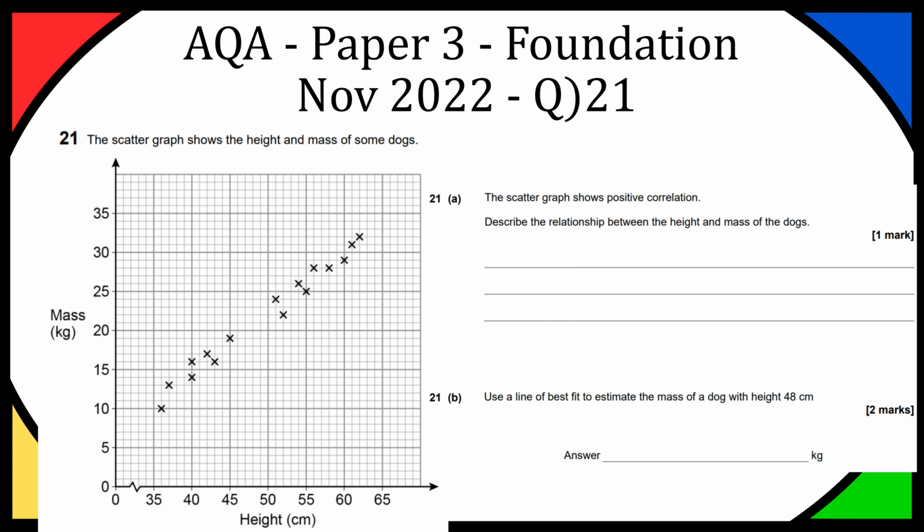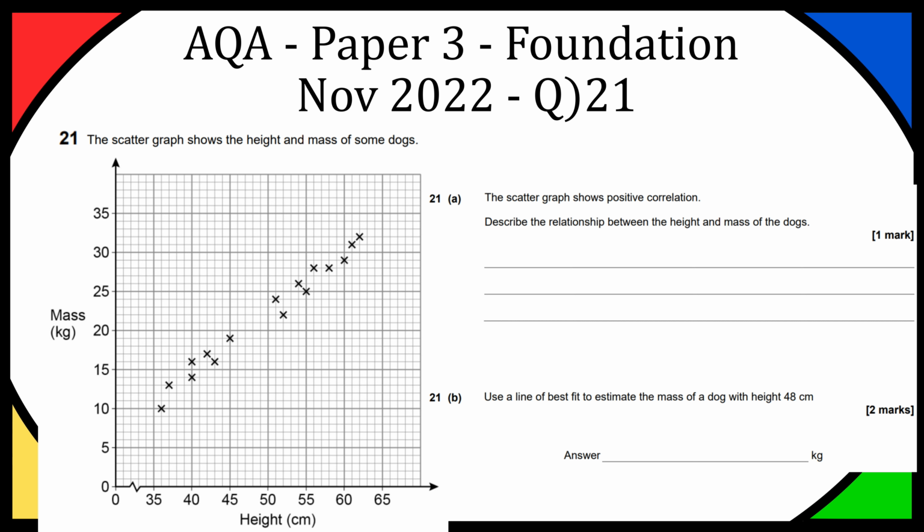And we have some plots on the graph, so these x's are plots of particular dogs, and it's correlated between their mass and then their height. You can see where it's been plotted. So question 21A says the scatter graph shows positive correlation. Describe the relationship between height and mass of the dogs.